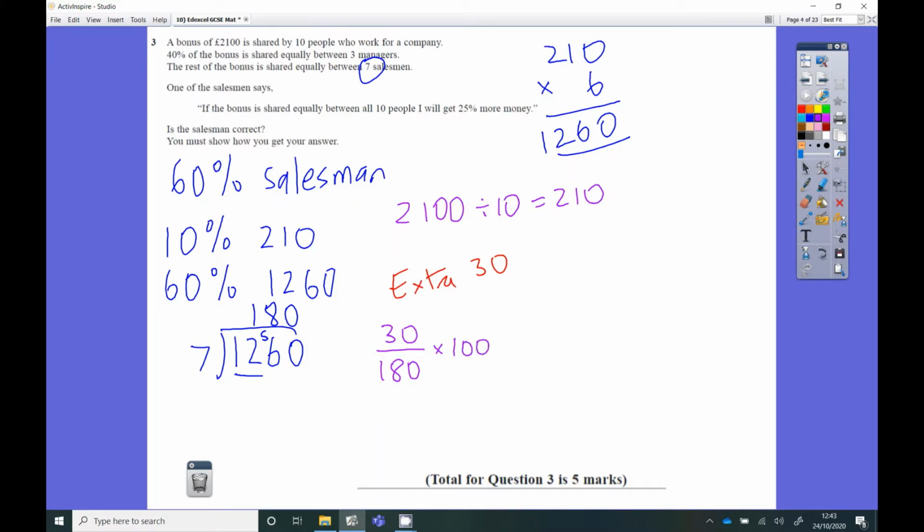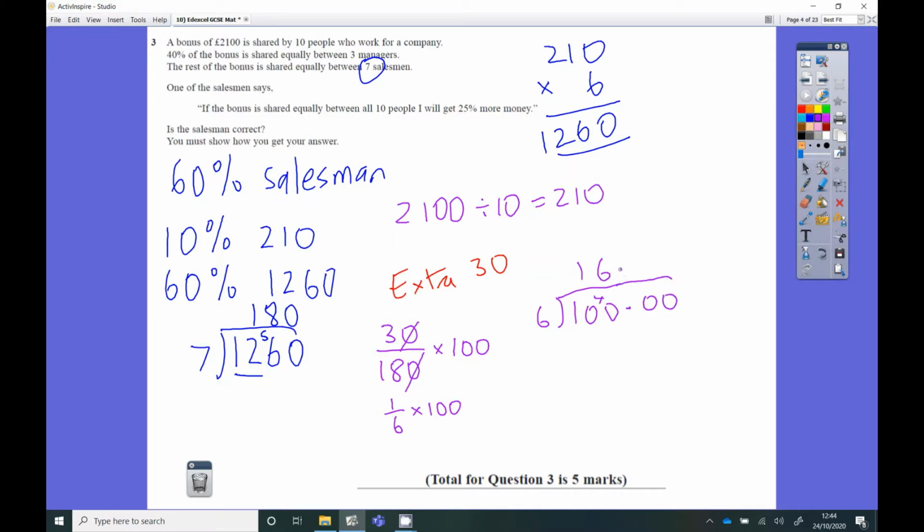Now 30 over 180 is the same as 3 over 18. Dividing top and bottom by 3, that's a sixth. So what is a sixth of £100? So we're going to do £100 and we're going to divide it by 6. So 6 into 1 doesn't go. 6 into 10 is 1 carried 4. 6 6s are 36. So let's just go a little bit further. So let's just add some decimals.